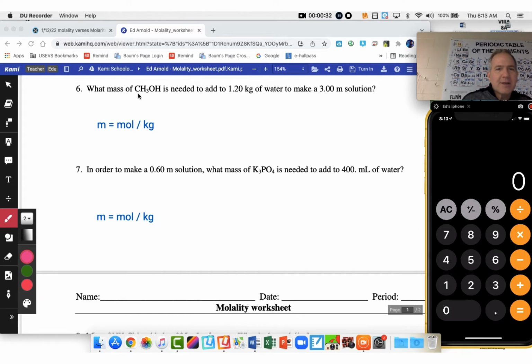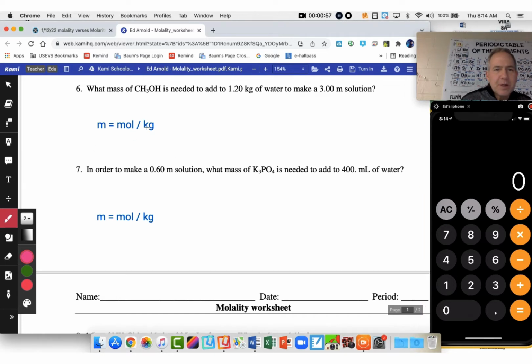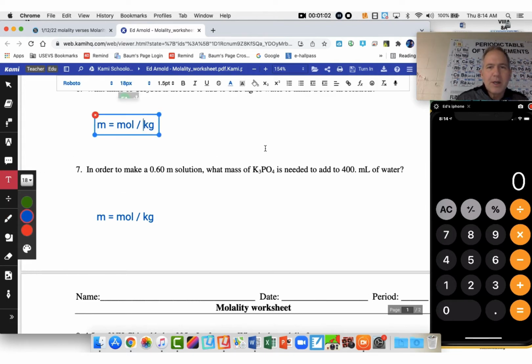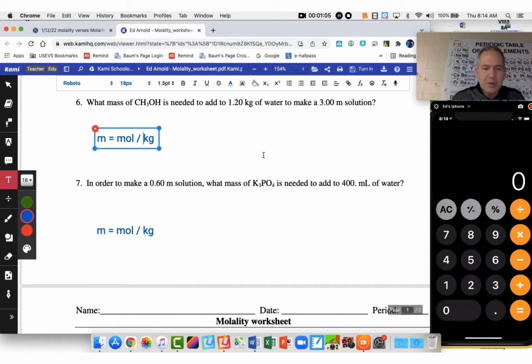What mass of CH3OH is needed to add to 1.2 kilograms of water to make a 3 molar solution? Again, we need to get these numbers in the right positions in the equation. So the first thing I'm going to do is put those kilograms in there. Kilograms of water, of course, are going to go with the kilograms in our equation. So it's 1.2 kilograms of water.